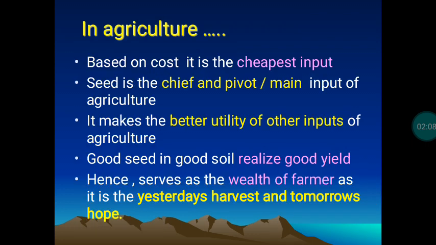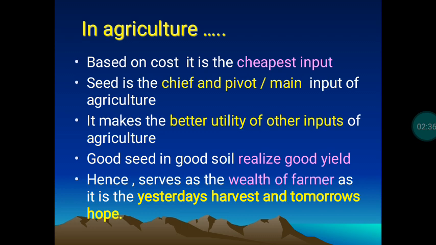From the agricultural point of view, seed is the cheapest input and the main input. This is the only living input we use for crop production. The other inputs, like fertilizers or insecticides or pesticides and even soil, we use, but they don't have life. So this is the only living input we use for crop production, and it is also the cheapest one.